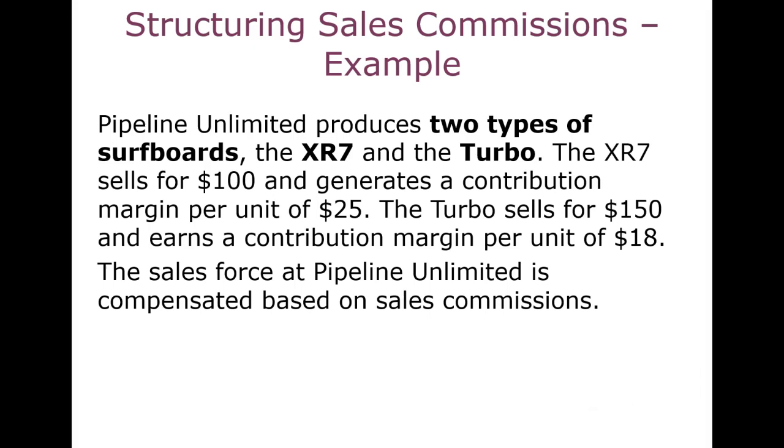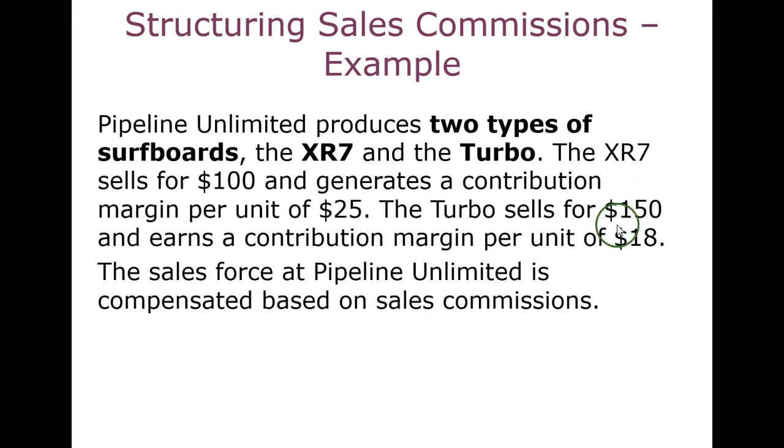And the sales force at Pipeline Unlimited is compensated based on sales commissions. So if you were a salesperson, which unit would you rather sell? The one with a selling price of $100 or the one with a sales price of $150? You'd want to sell the $150 because you'll get more sales commission. Let's say it was a 10% sales commission. You want to sell more of these.